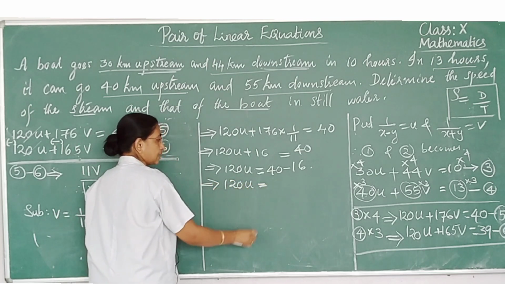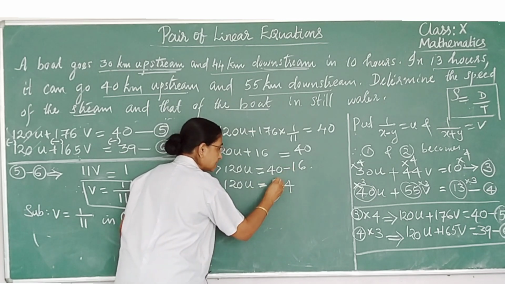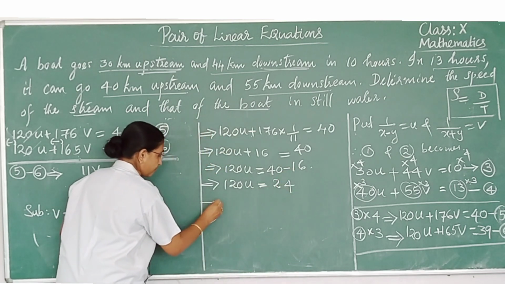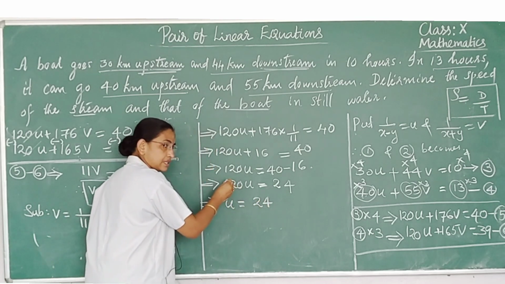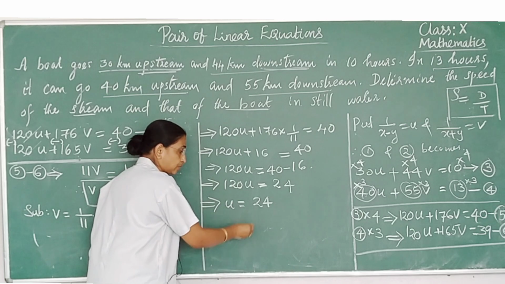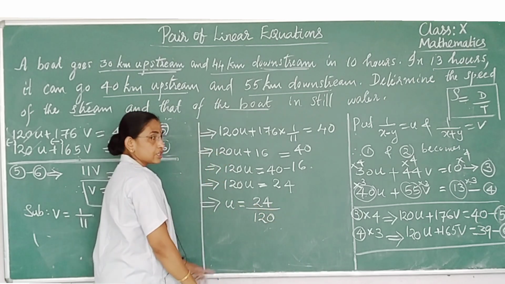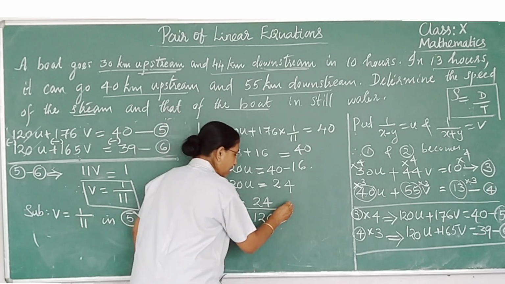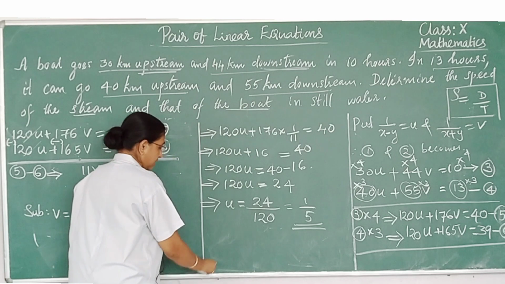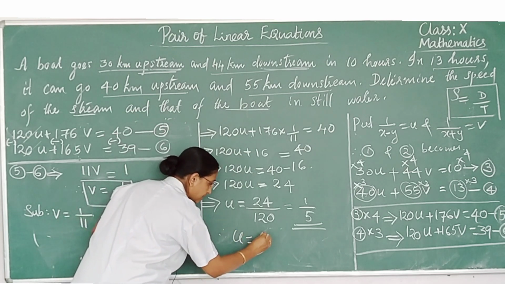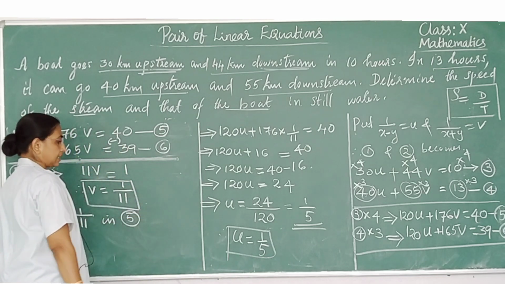120u equals 0 minus 6 is 4. Here comes with 3. 3 minus 1 is 2. 24. Which implies u equals 24 on the right side divided by 120. Multiplication with 120 goes to right side becomes division by 120. You know that 24 into 5 is 120. So the answer is 1 by 5. Thus, you got the value for u as 1 by 5 and the value of v as 1 by 11.